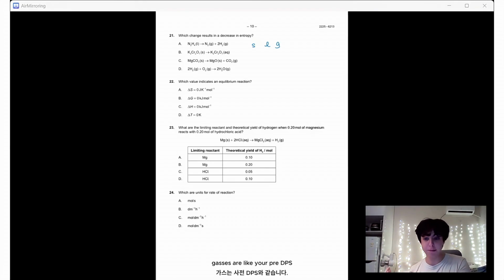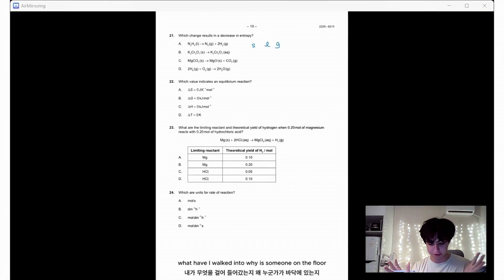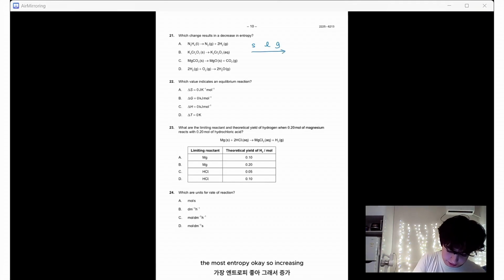Gases are like your pre-DPs. They might have taken crack cocaine this morning because they're all over the place. They're moving so fast. They're doing so much, and it's just chaos. It is terrifying. You walk into a pre-DP classroom, and it's like, what have I walked into? Why is someone on the floor? It's terrifying. So gases, your pre-DPs, have the most chaos, the most entropy. So, increasing entropy.